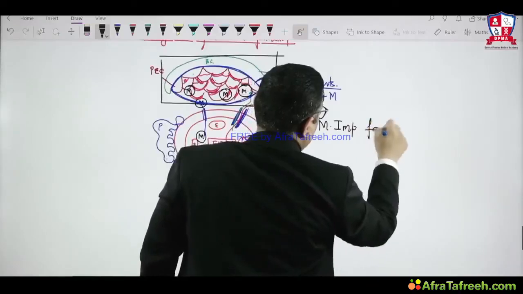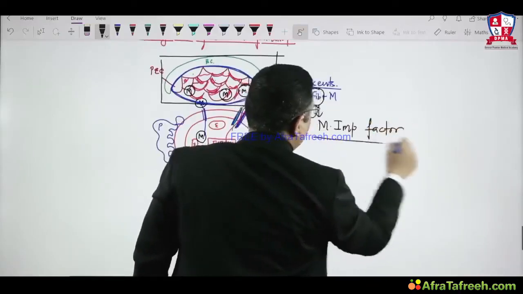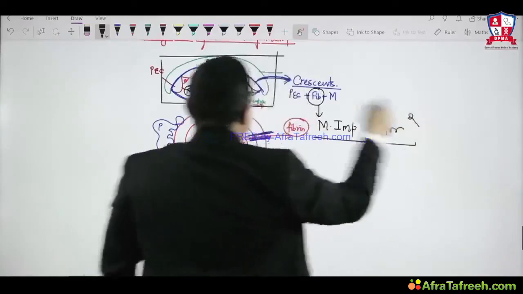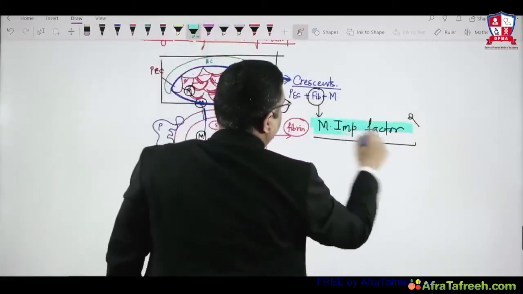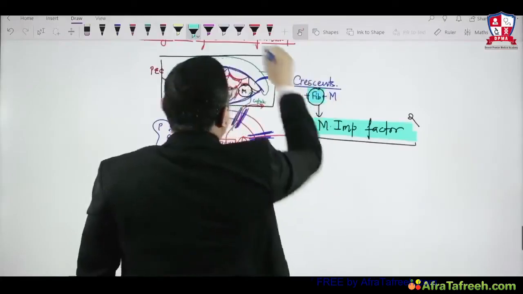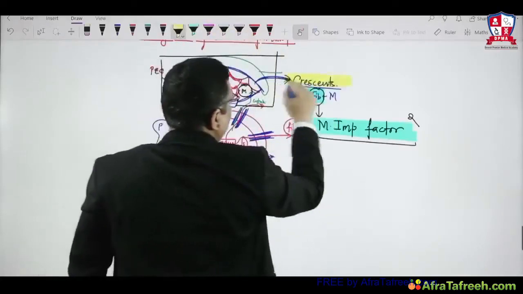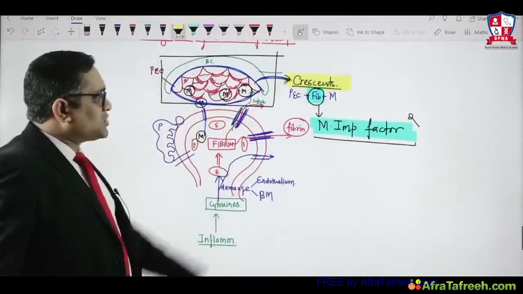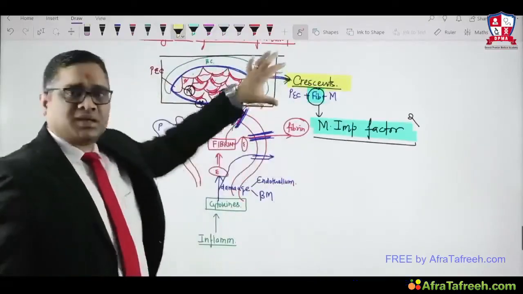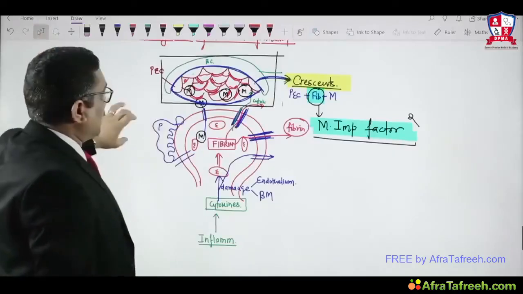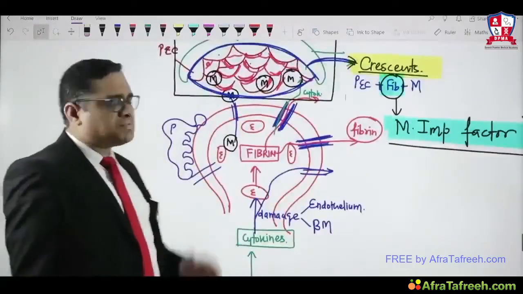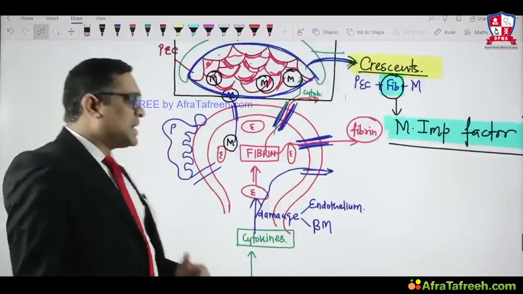So that is the most important MCQ from this. And this is a conceptual question. This is not a single-liner MCQ, right? The most important factor for crescent formation is fibrin. We have to keep that point in mind when the examiner asks this question. These are the important things we have to understand.